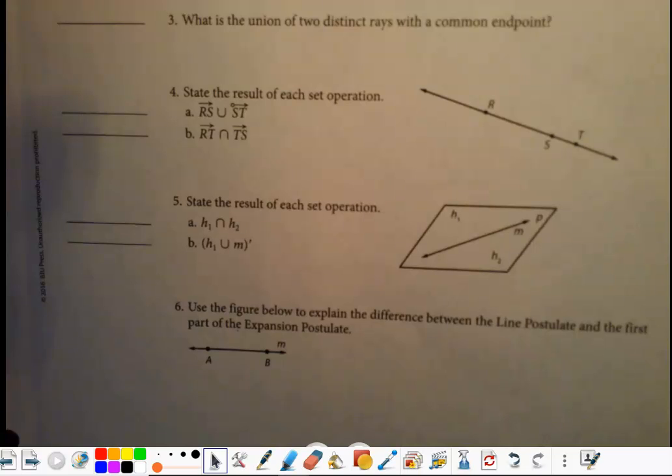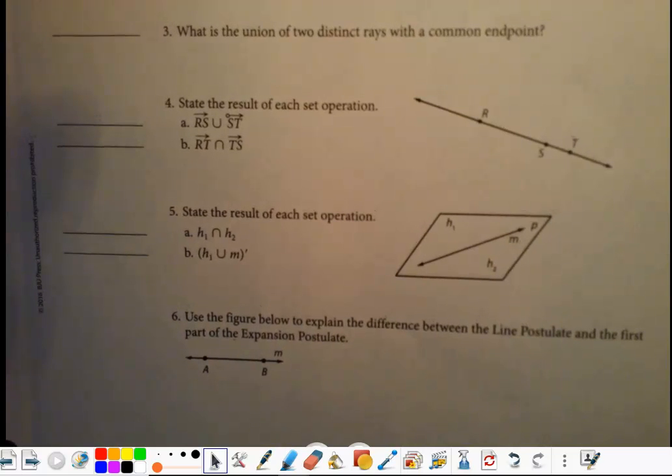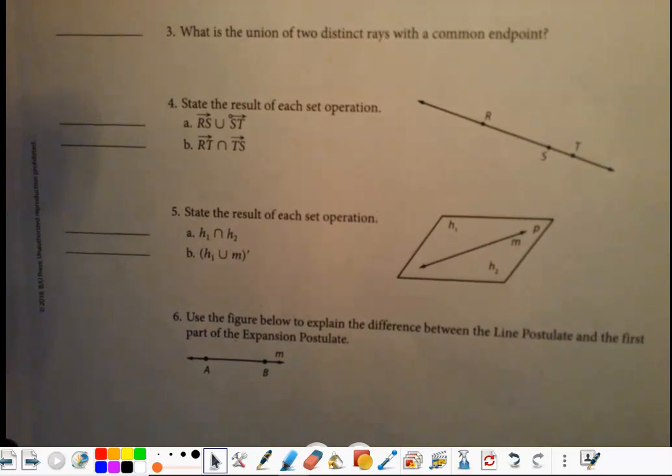Question number 3. What is the union of two distinct rays with a common endpoint? A, B, and C. All right, so what do you know about the union of two distinct rays with a common endpoint?